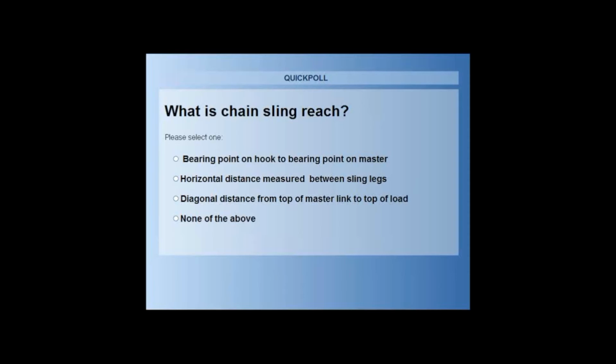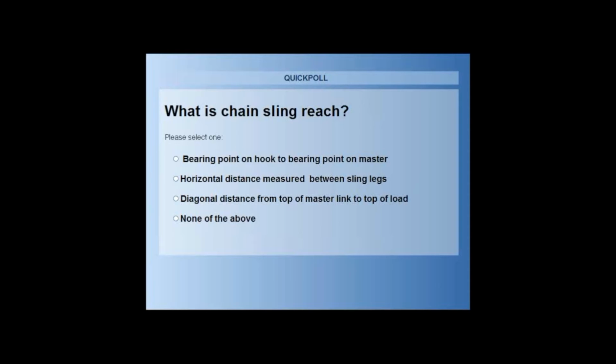Is it bearing point on hook to bearing point on master? Is it horizontal distance measured between sling legs? Is it diagonal distance from top of the master link to top of the load, or none of the above? If you are on an iPad, you will not be able to vote, unfortunately, but you can send me your answer in the Q&A pane if you like.